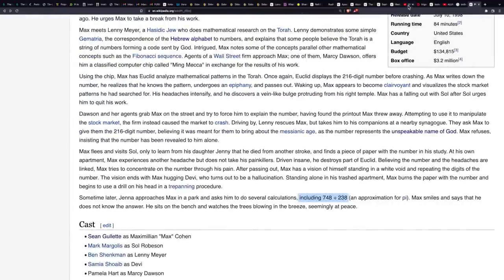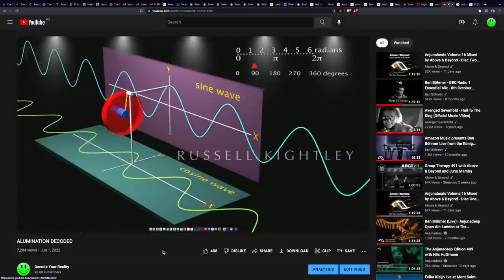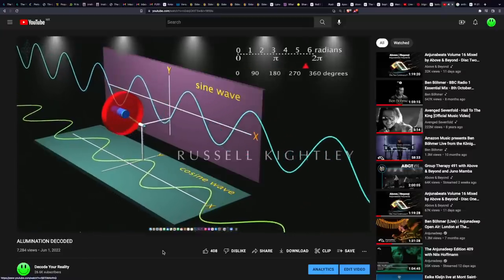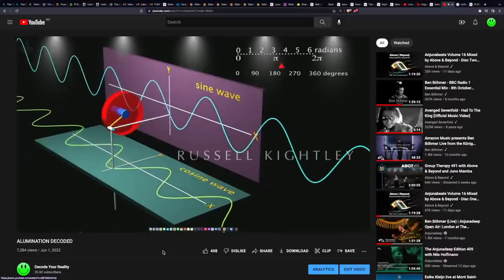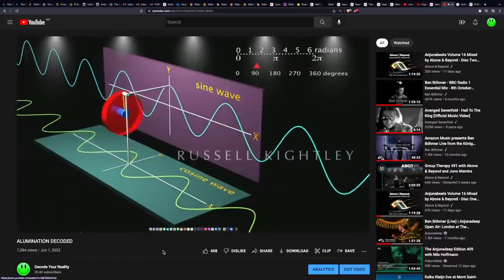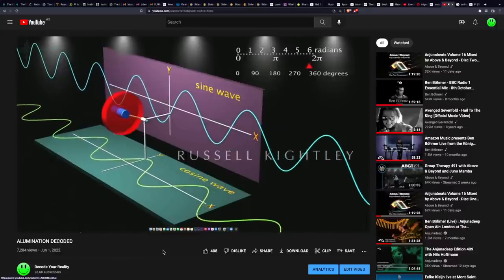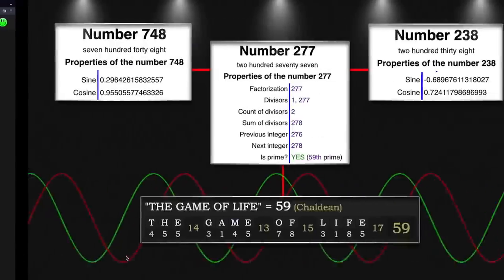Now, if you haven't seen my video on Illumination Decoded, thanks all of you for watching it. It's one of my most viewed. But this example right here by Russell Keitley is a perfect example of how sine and cosine wave works, of magnetism and electricity. One wave goes up, one wave goes across as this wheel turns. It's how this works. So this measures the numbers, the sine wave and the cosine wave. And together they form a partnership in this reality. Okay, that's how the sine and cosine waves work.